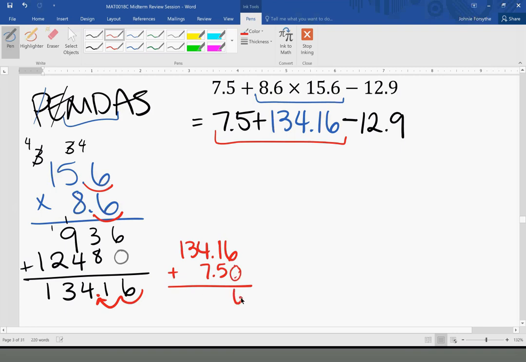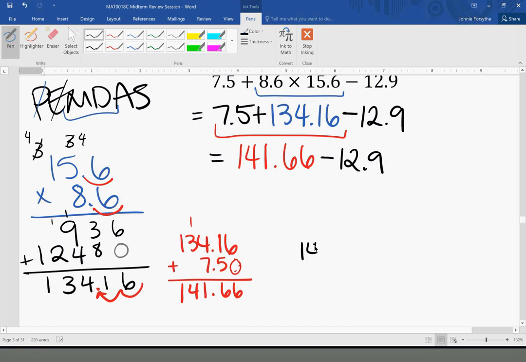So I've got 6 plus 0 is 6. 1 plus 5 is 6. Drop the decimal. 4 plus 7 is 11. Carry the 1. Plus 3 is 4. And bring down that 1. So I have 141.66 minus 12.9. And so now I want to do 141.66 minus 12.9. So 6 minus 0 is 6.